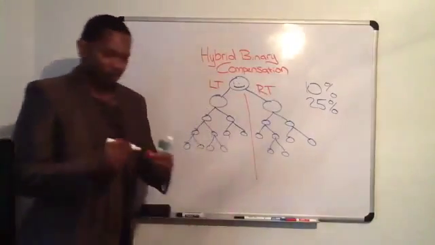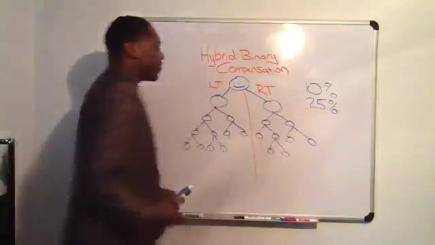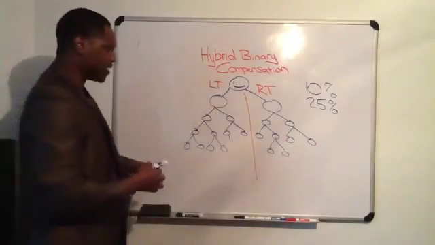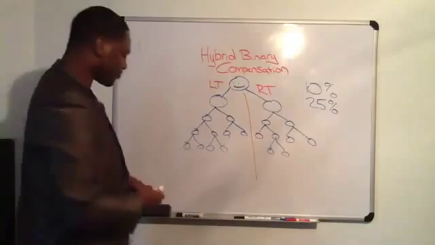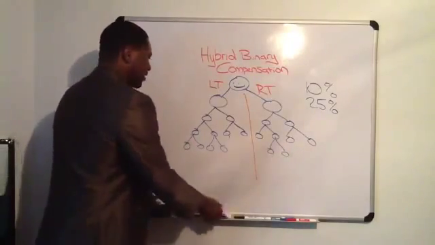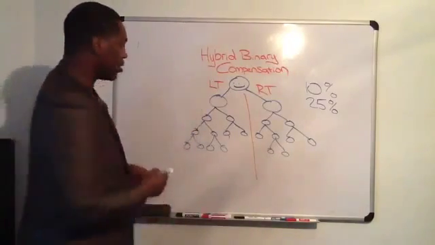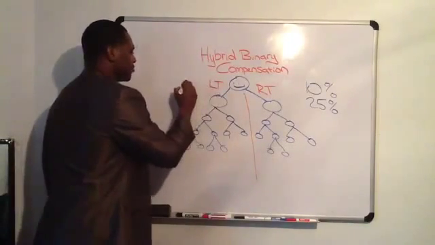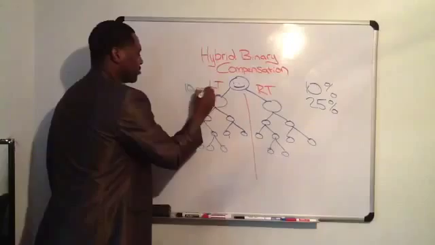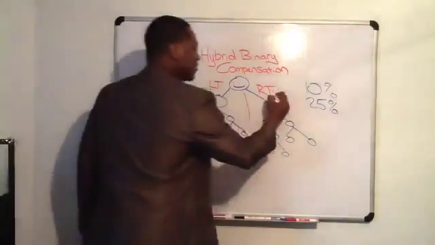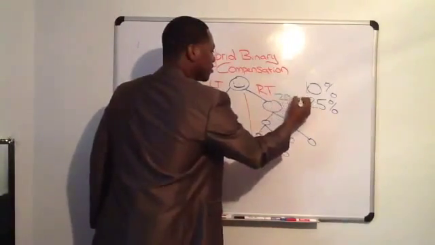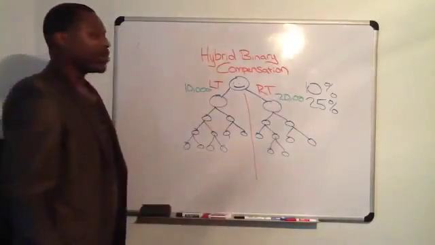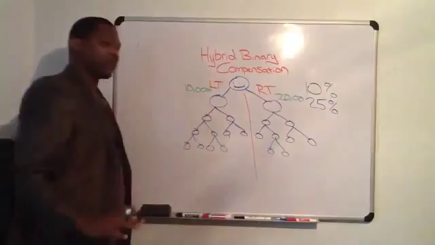Now, you're going to get paid 10 to 25% based on the lesser team's volume. So let me give you an example. Let's say, for instance, this week, your left team does 10,000. Let's say your right team does 20,000. Well, 10,000 is less than 20,000. So let's just use the 10% for example, okay?